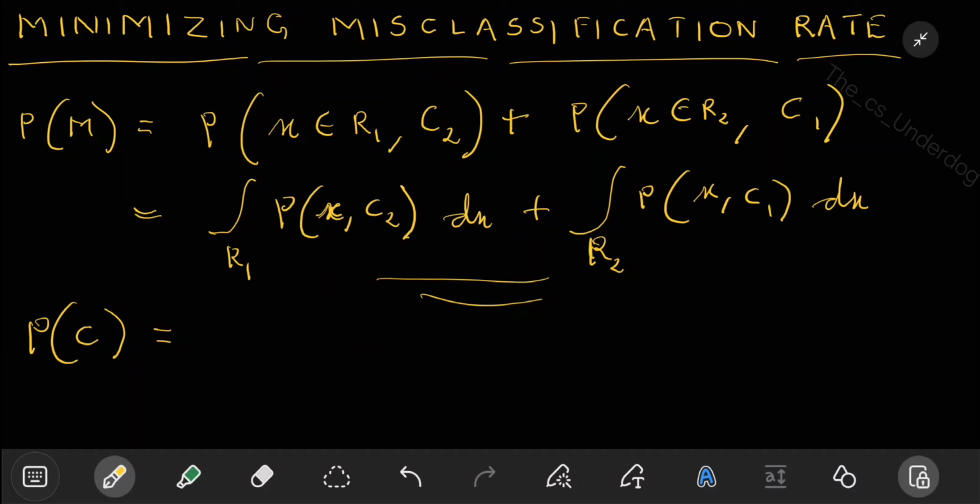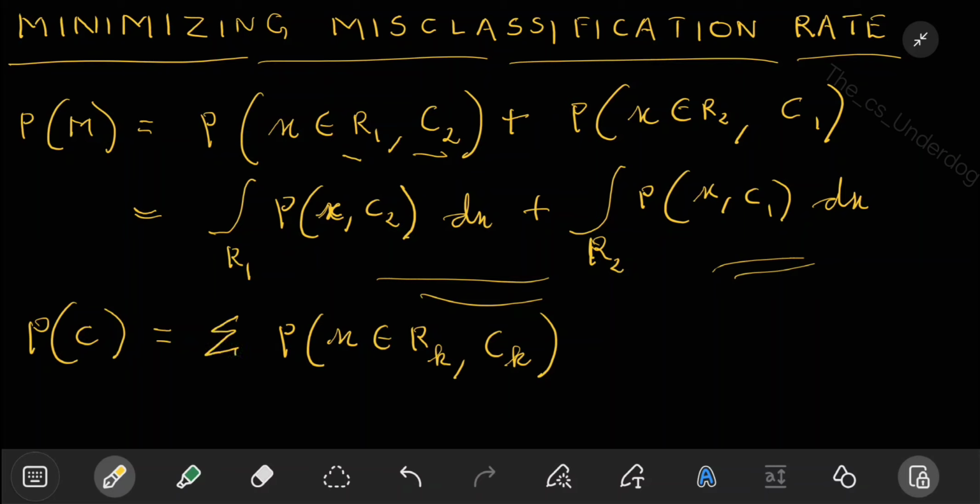When will it be assigned to the correct class? When P of X element of Rk and Ck. This happens. Here I had considered R1 and C2, that is the wrong class. Here I am considering the right class. That is, region K is assigned to Ck, which means right assignment. And this I have to do over all the classes. Here we considered just two classes. Let us say there are K classes. Then sum over all the classes, k equal to 1 to K.